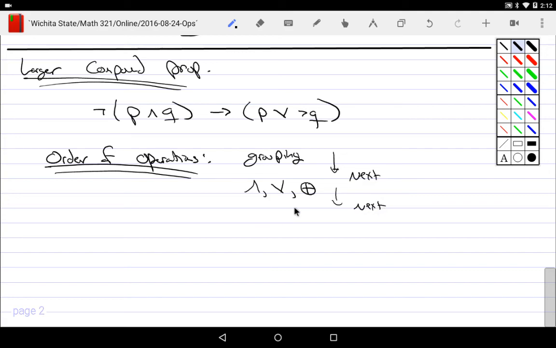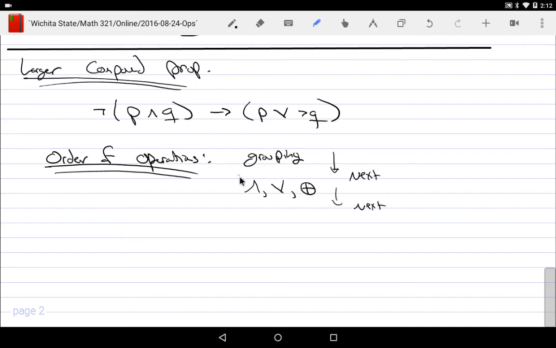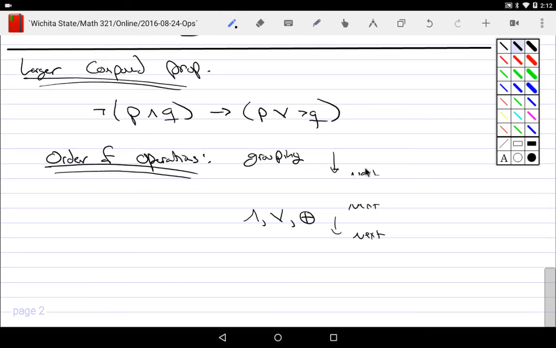Oops, I'm missing one operator. Go back. Next is negation. After negation is and, or, an exclusive or, and after that is imply and the biconditional.